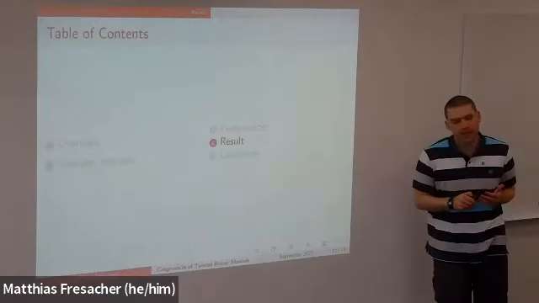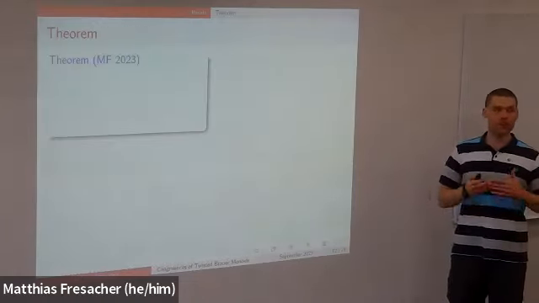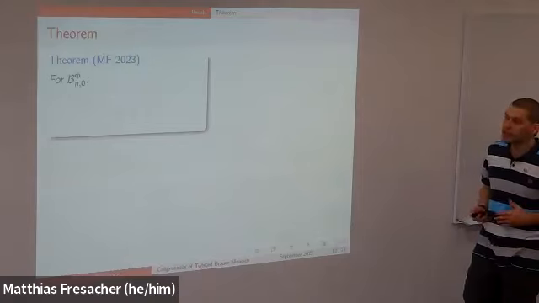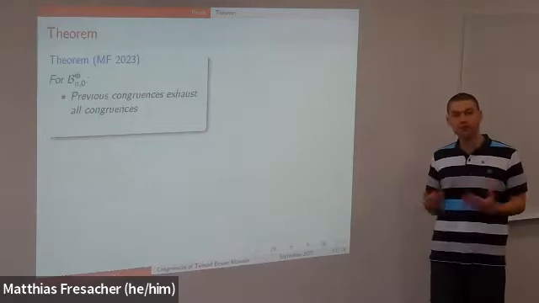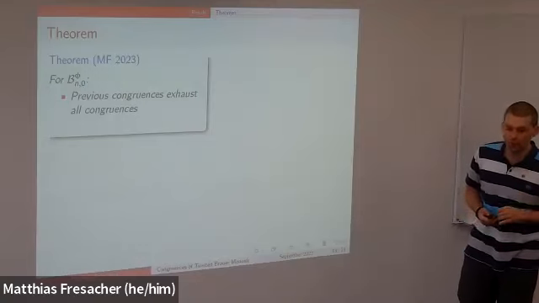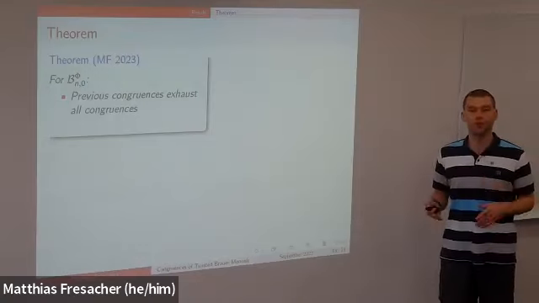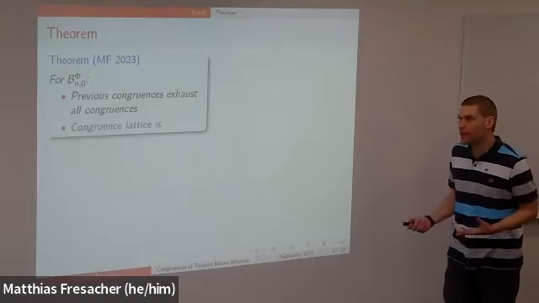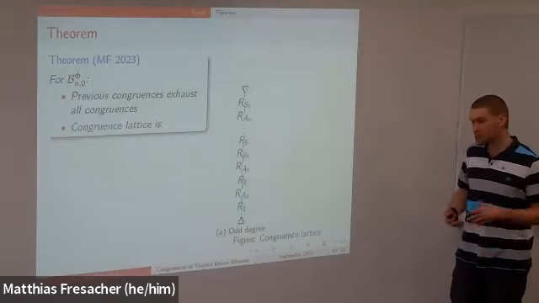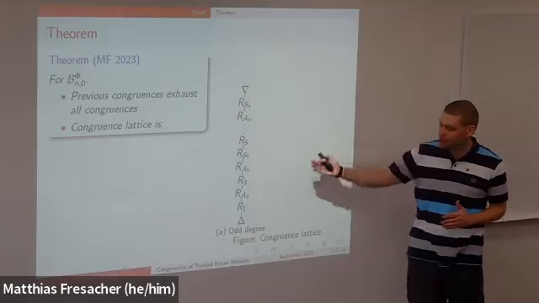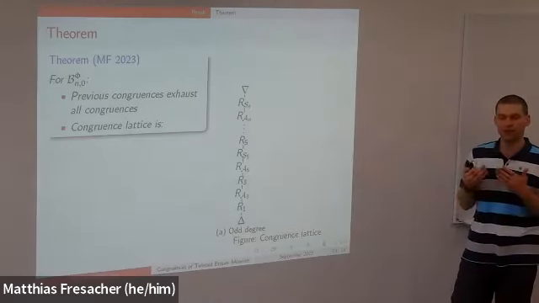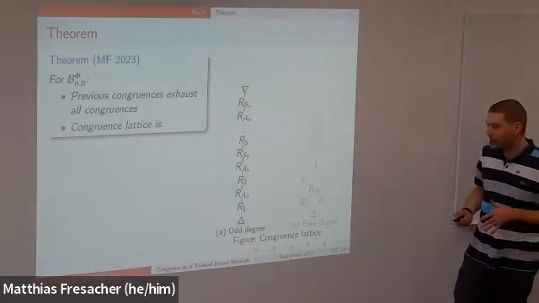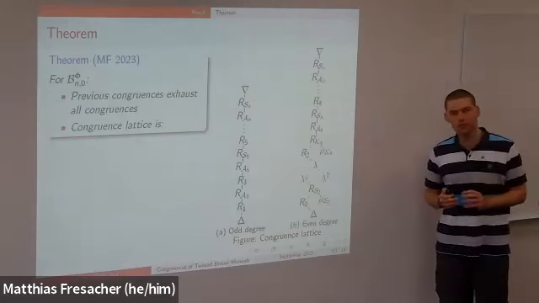That now allows me to state my theorem. The theorem I was able to prove this year is that for the zero-twisted Brauer monoid, the congruences that I just went through with you are in fact all of the congruences of this monoid. And the congruence lattice is, in the odd degree, a simple chain working your way through the Rees and group-based congruences. In the even case, it's a little bit more complicated.